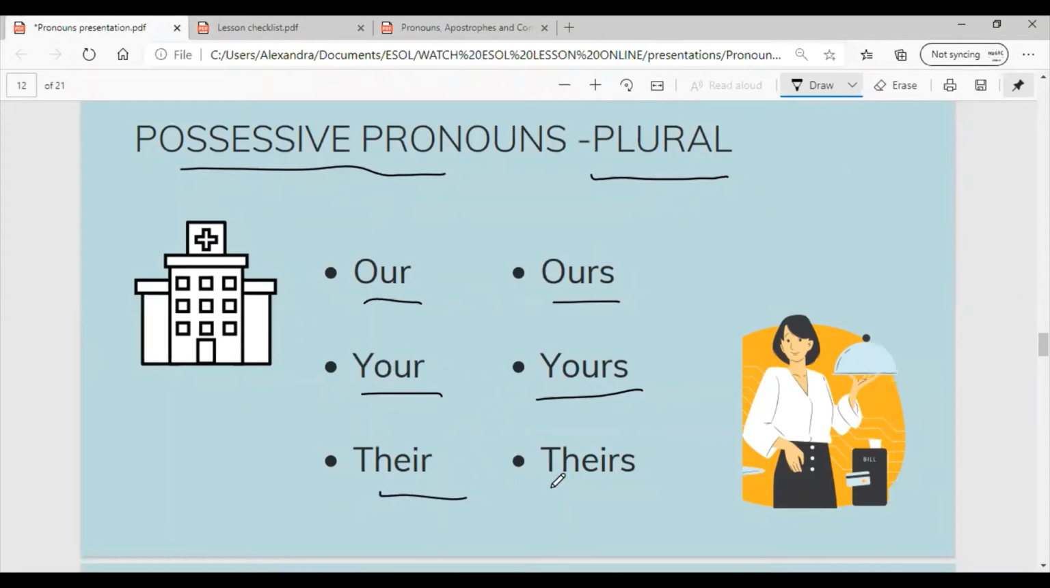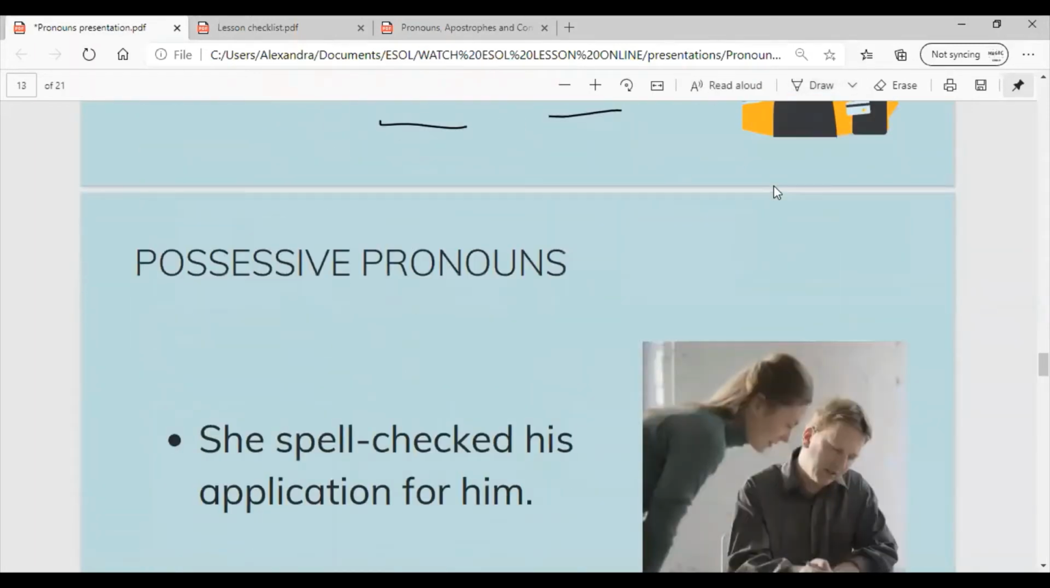And their and theirs can also describe a group of people. So same with this group at the restaurant, they might say this is their table. Okay, so it's just possessive pronouns that are plural.